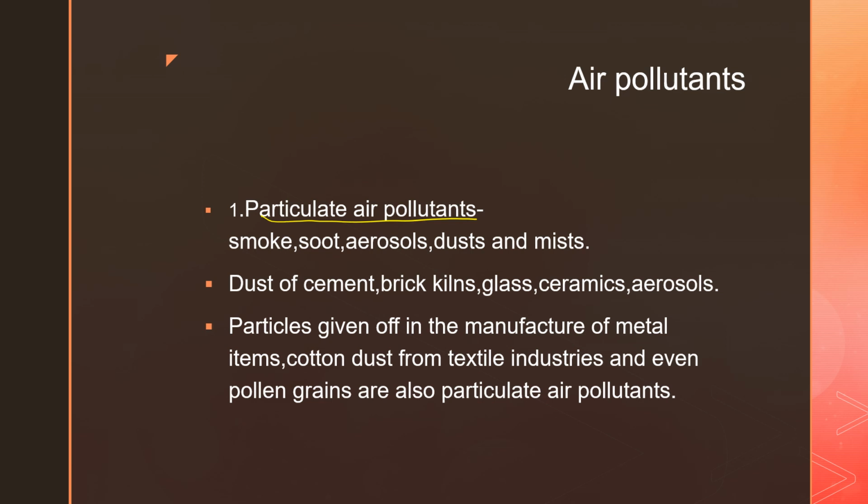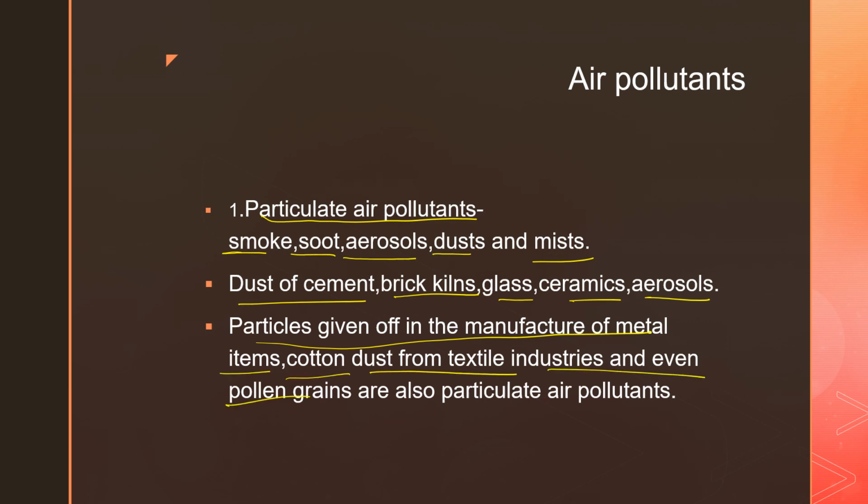The first one, the particulate air pollutants, are smoke, soot, aerosols, dusts and mists. Dust of cement, brick kilns, glass, ceramics, aerosols, these all are air pollutants. Particles given off in the manufacture of metal items, cotton dust from textile industries and even pollen grains are also particulate air pollutants.